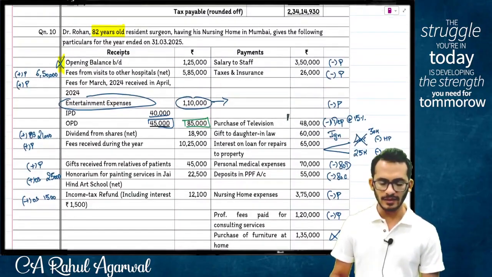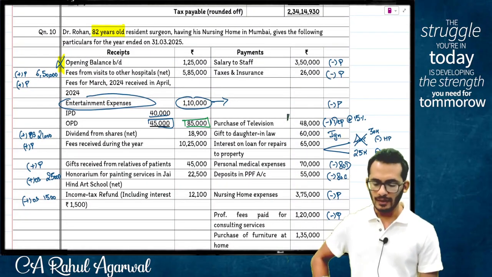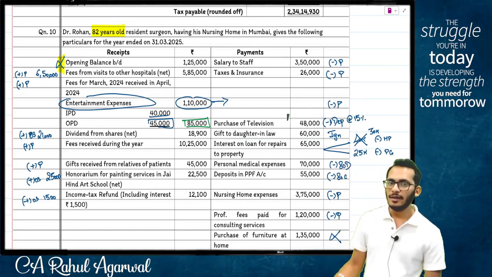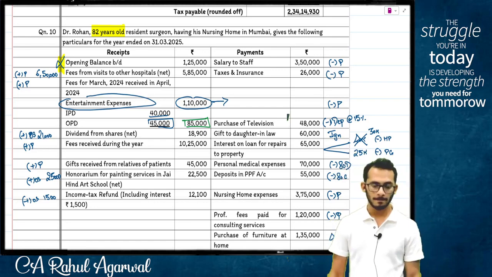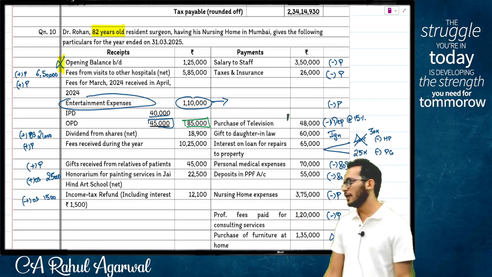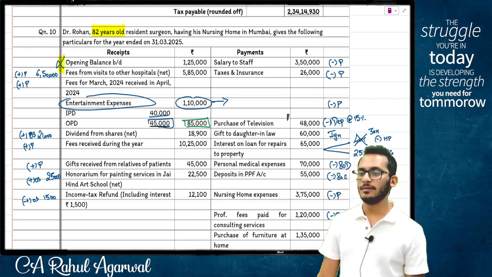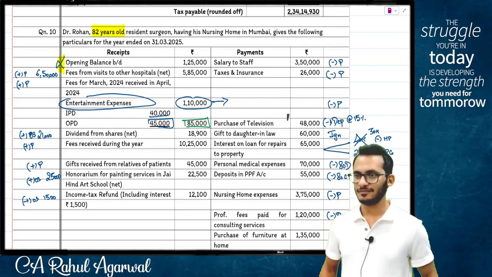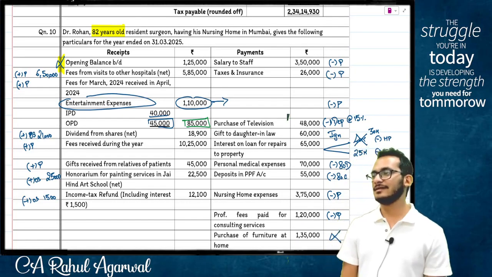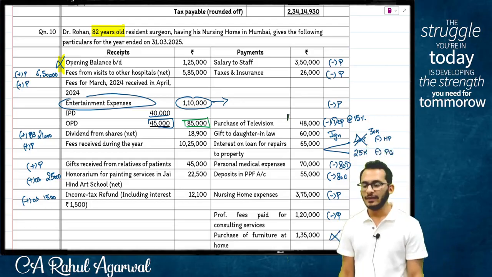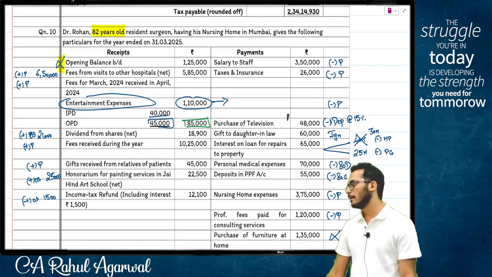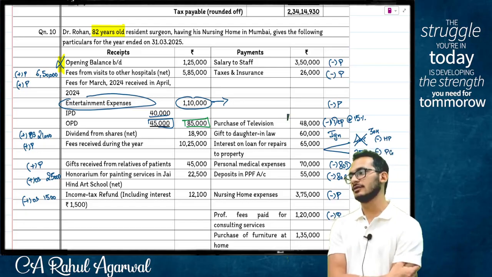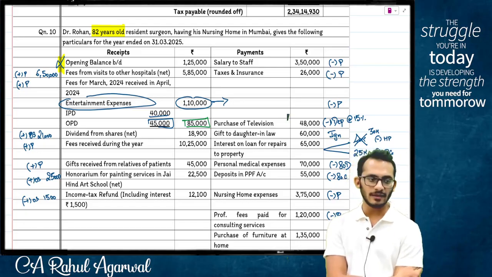People, where and all do I see TDS? I have dividends and honorarium. Less TDS. Point number A, section 194 hyphen dividends. Section 194 hyphen dividends. People, the TDS on dividends.